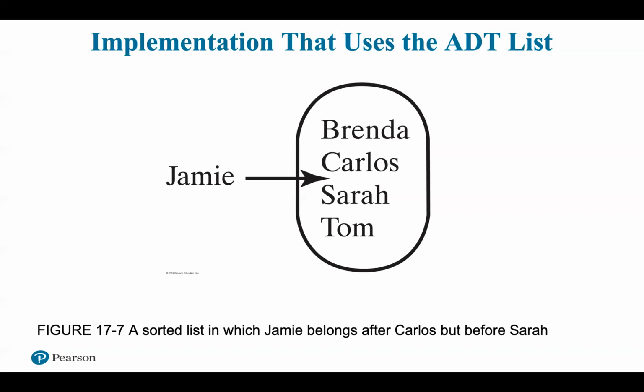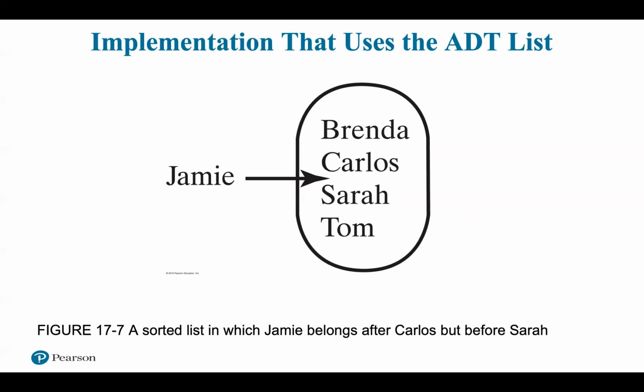We take advantage of the sorted order of the objects by using logic similar to that described in segment 17.8. For example, suppose that the sorted list contains the four names Brenda, Carlos, Sarah, and Tom. If we want to see whether Jamie belongs in the sorted list, we discover that as strings, Jamie is greater than Brenda, Jamie is greater than Carlos, Jamie is smaller than Sarah. Thus, Jamie belongs after Carlos, but before Sarah. That is at position 3 in the sorted list, as figure 17.7 illustrates.